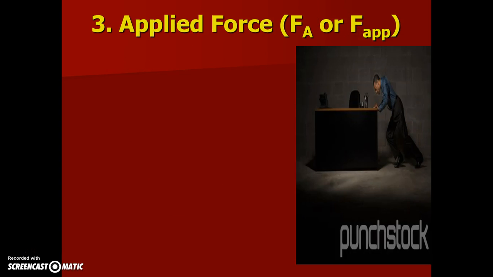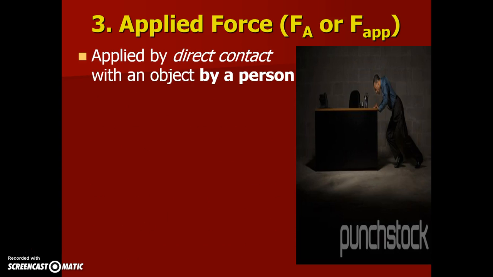Flip your page. Force number 3 is called the applied force, symbolized with capital letter F subscript A. Applied forces are applied by direct contact, again, another contact force, by an object or by a person. We can have an object provide the applied force, or it could be the person. In the picture on this slide, you have a person applying a force to the left on the desk. We don't know if it's causing a change in motion, but again, that force is definitely present, whether it causes a change in motion or not.